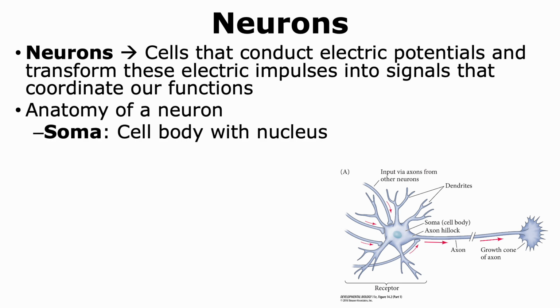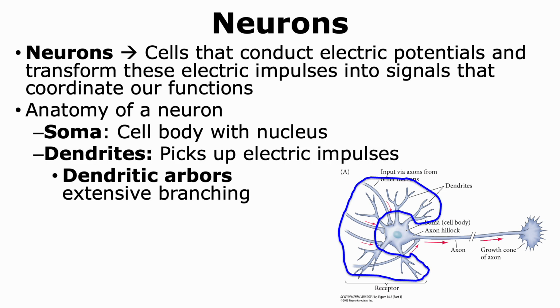When we look at the different parts of the neuron, the cell body that has the nucleus is called the soma, and this is the portion that is shown in the blue box in the figure. The next part of the neuron are the dendrites. This is shown in this irregularly shaped structure in the figure, and they are hair-like appendages that pick up electric impulses. In some neurons, like the Purkinje neurons, we can see extensive branching of the dendrites, and in that case, they're called dendritic arbors.